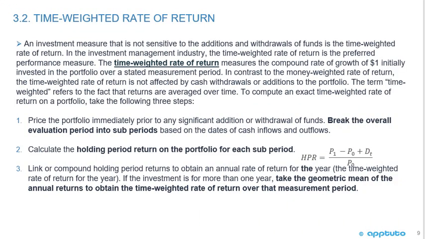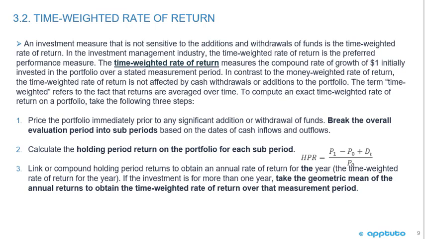Now we're moving on from the money-weighted return to the time-weighted rate of return. An investment measure that is not sensitive to the additions and withdrawals of funds is the time-weighted rate of return. In the investment management industry, the time-weighted rate of return is the preferred performance measure. The time-weighted rate of return measures the compound rate of growth of $1 initially invested in the portfolio over a stated measurement period. In contrast to the money-weighted rate of return, the time-weighted rate of return is not affected by cash withdrawals or additions to the portfolio.